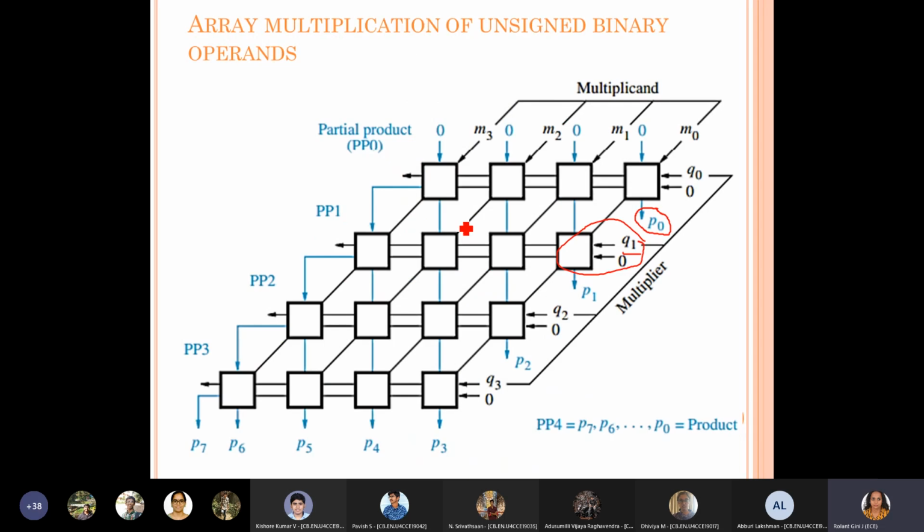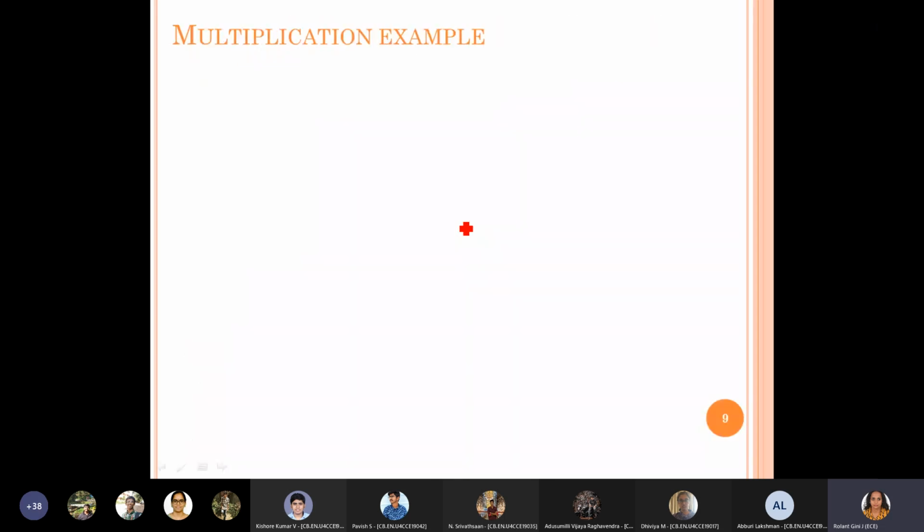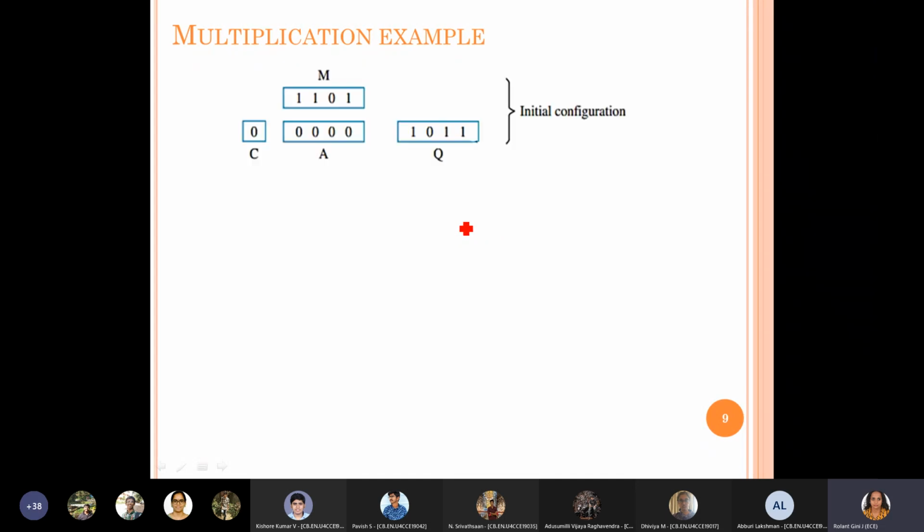Now initially, as I already told you, M will be in the M register, Q will be loaded in the Q register, and A and C will be 0. This is the initial stage, where M is in the M register, Q is in the Q register, A is initialized with zeros and C is also initialized with 0. If you change this condition, loading some other value in A and shifting all that, then your result will not be correct. The initial setting you have to do right.